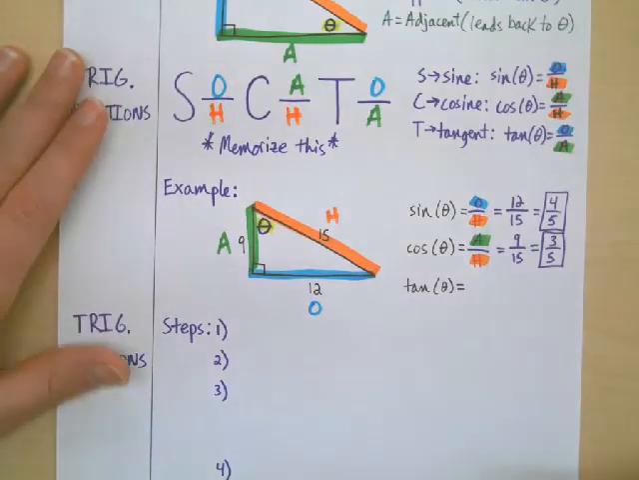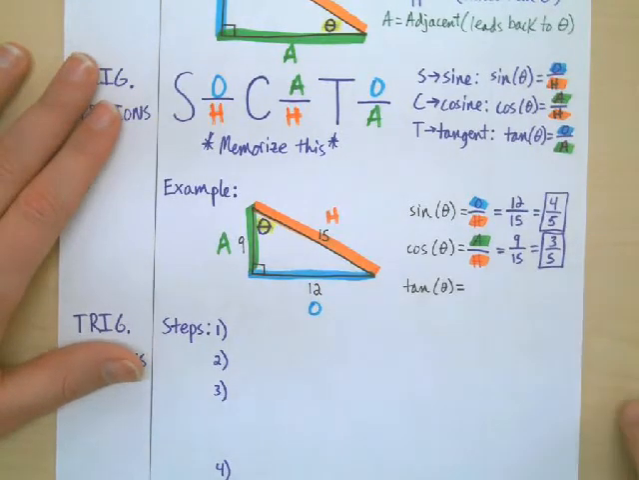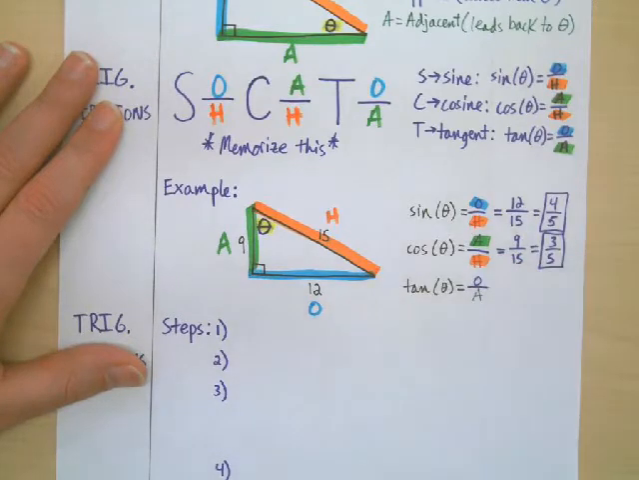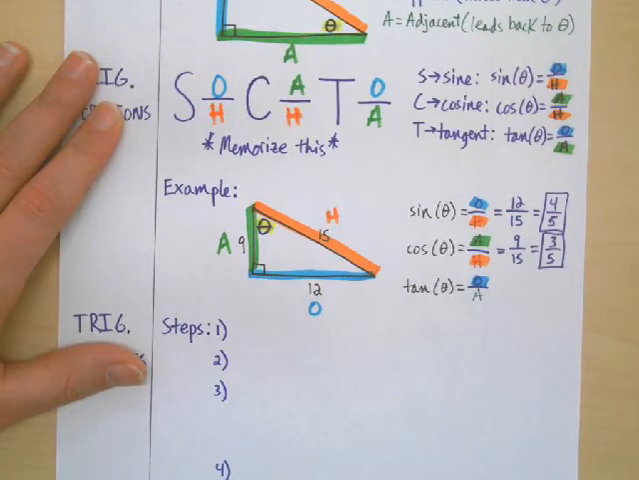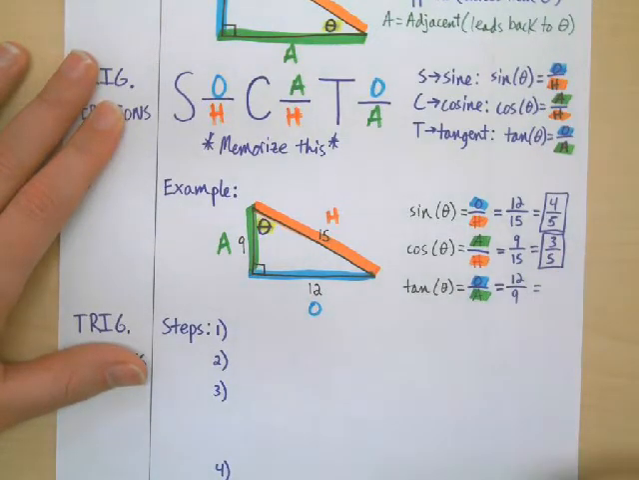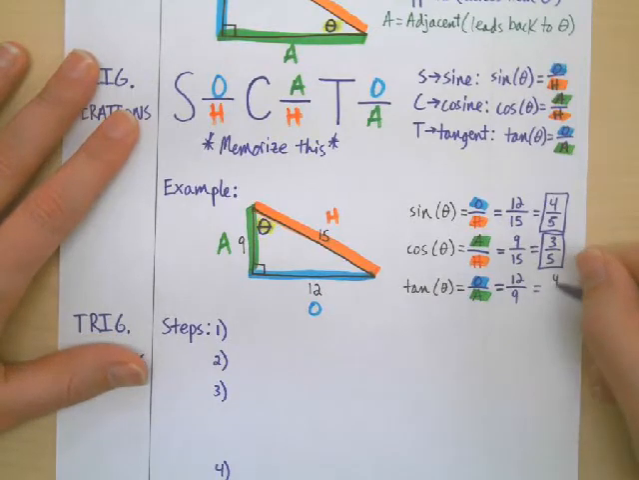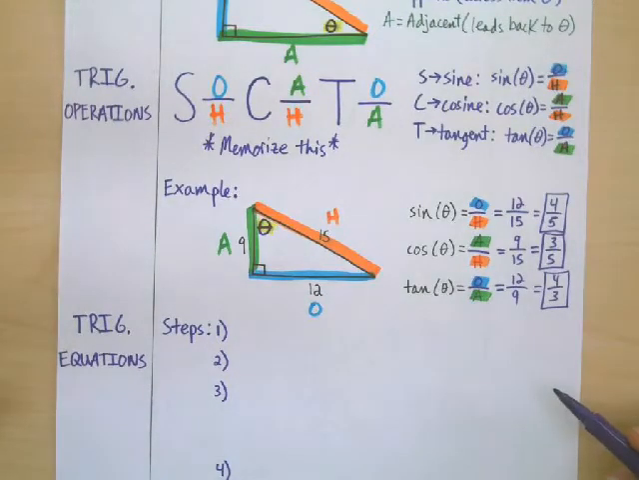And now for tan. From Sohcahtoa, tangent is really O over A. O is still my blue, A is still my green. O is 12, A is 9. 12 over 9 can simplify to 4 over 3, or 4/3. So that's our sine, cosine, and tangent for theta.